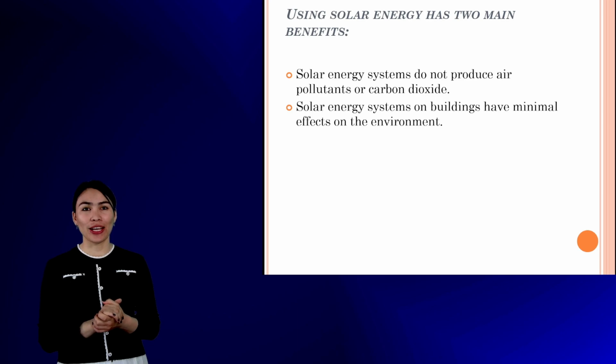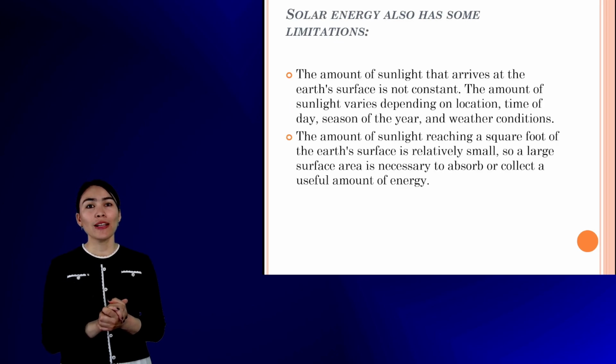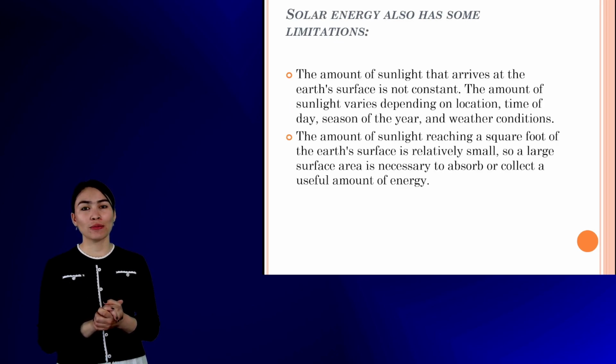Using solar energy has two main benefits or advantages. The first one is that solar energy systems do not produce air pollutants or carbon dioxide, which is a very exciting thing. And the next one is that solar energy systems on buildings have minimal effects on the environment, so almost no effect at all.